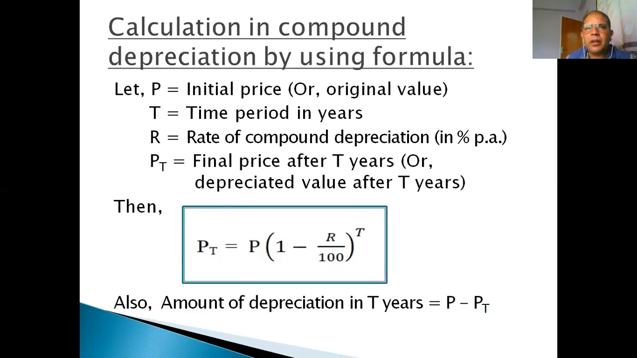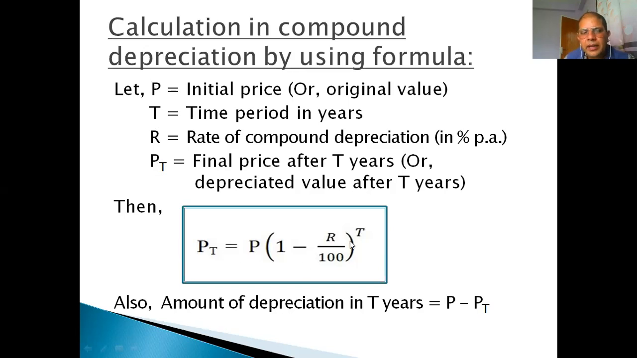Now, first our formula, calculation of compound depreciation by using a formula. Let P be equal to the initial price. It is the original price, how much your cost is, your original value. T is the time period in years. R is the rate of compound depreciation in percent per year. You should calculate your rate per year only. Then PT is the final price after T years, or the depreciated price after T years. So don't be confused here. Out of these two terms, P and PT, PT is always less than P.